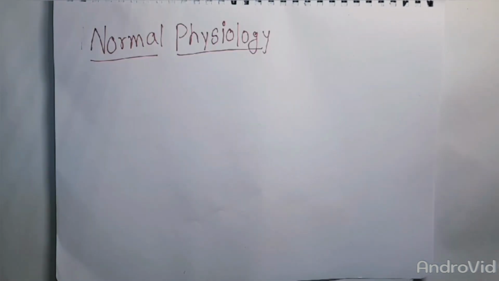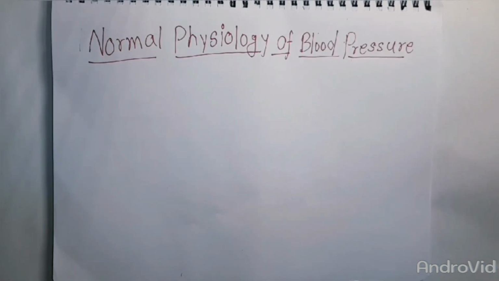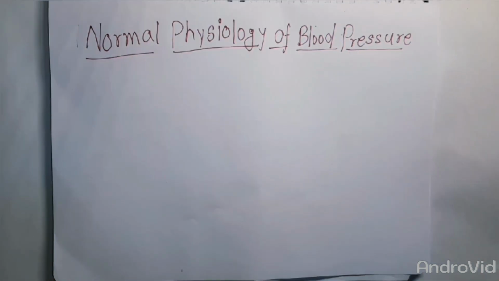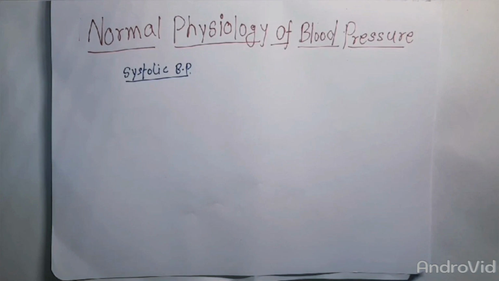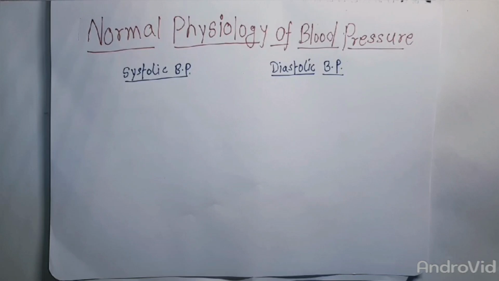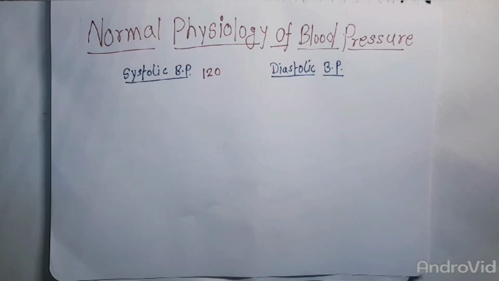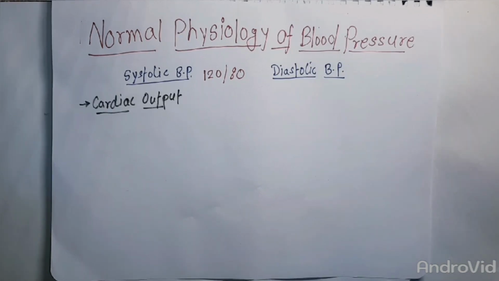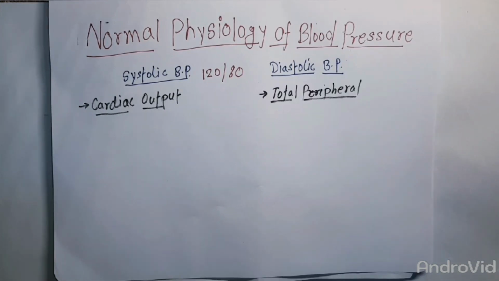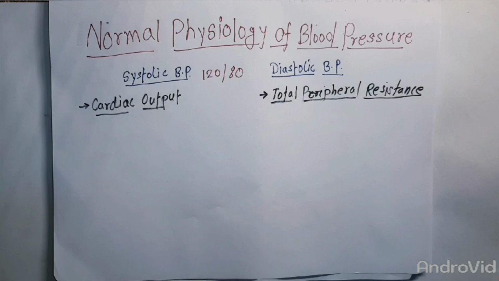So today we will discuss the normal physiology of blood pressure. When we measure the blood pressure, we get two readings: the systolic blood pressure and the diastolic blood pressure. The normal value of blood pressure is 120 by 80. The systolic BP mainly depends on the cardiac output and the diastolic BP mainly depends on the total peripheral resistance.